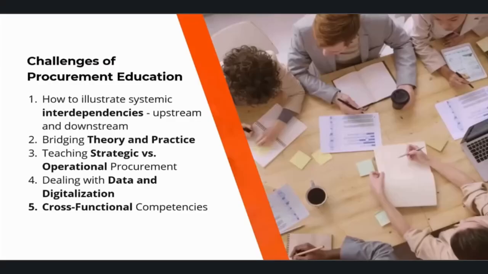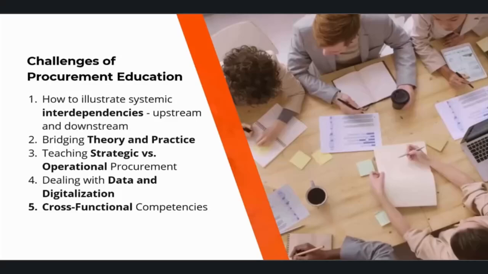More specifically, the procurement education challenges are the following. First, how to illustrate systemic interdependencies. This has to do with showing how procurement decisions are influenced by and influence upstream and downstream supply chain activities. It is important to visualize real-time cause and effect relationships, for example, production continuity.